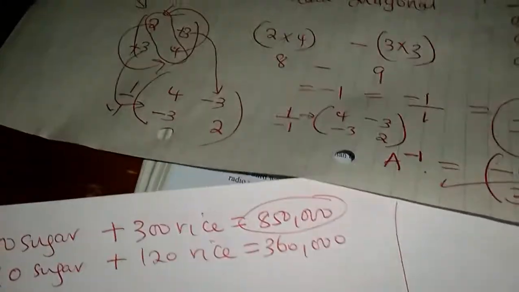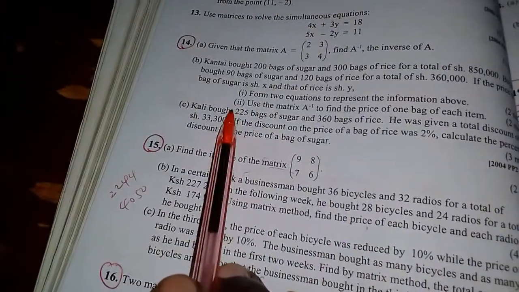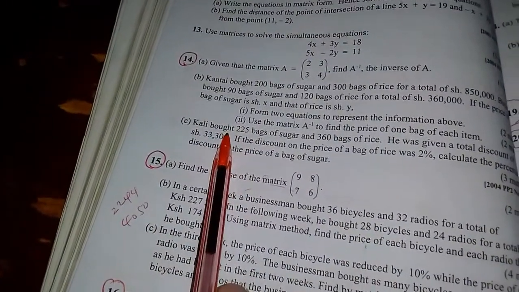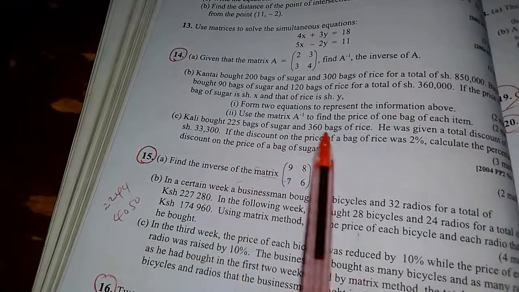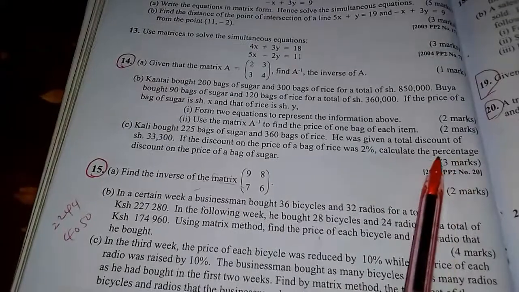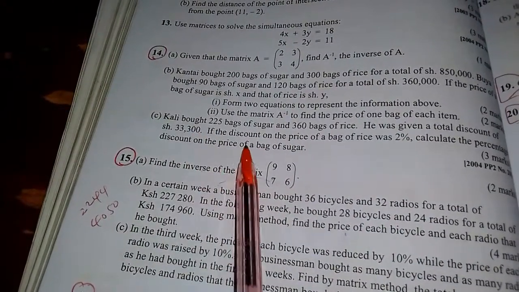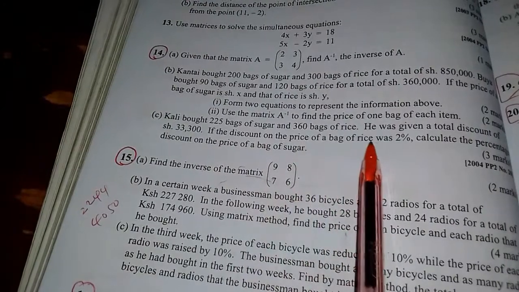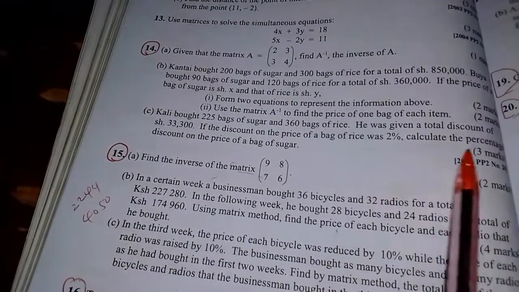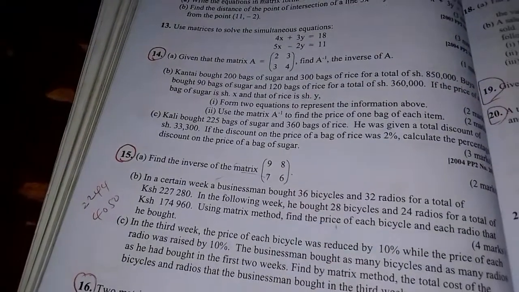Let's look at the last part of that question. And the question reads, Kali bought 225 bags of sugar and 360 bags of rice. He was given a total discount of 33,300 Kenyan shillings. If the discount on the price of a bag of rice was 2%, calculate the percentage discount on the price of a bag of sugar.